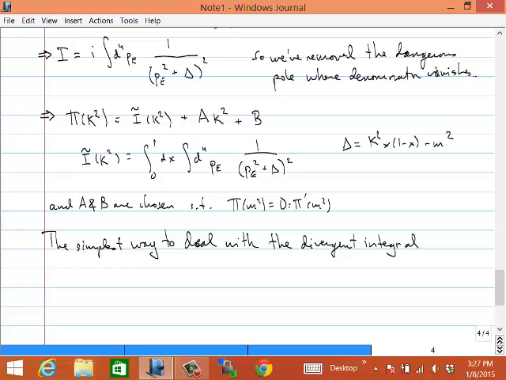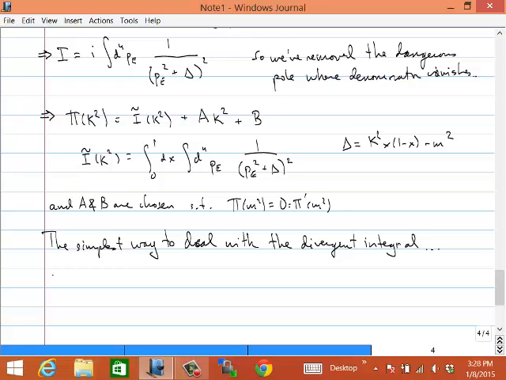So I is a divergent integral. Well, okay. The simplest way to do it is to imagine that you're computing pi order by order in an expansion in k squared around the point where k squared equals m squared. And then pi and its first derivative at m squared vanish.